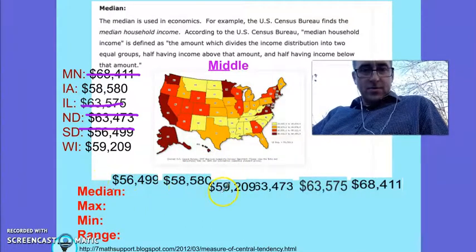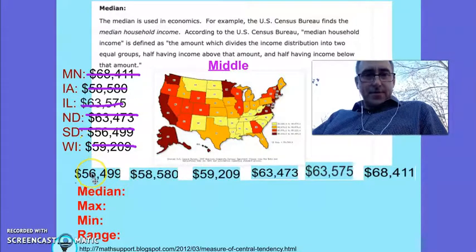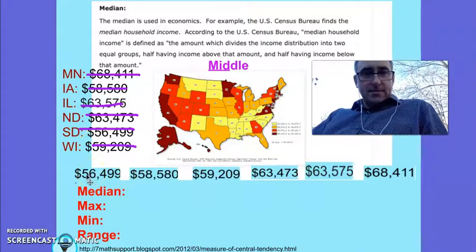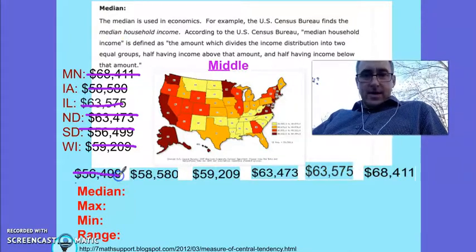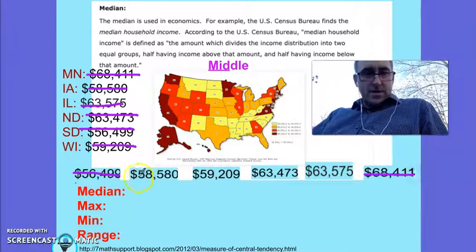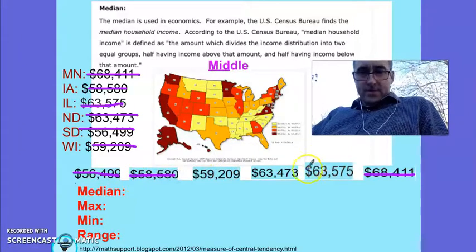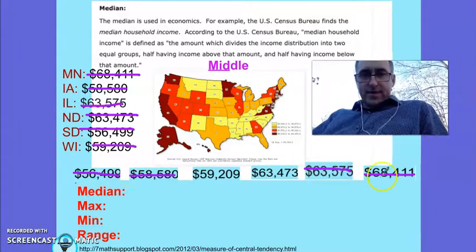1, 2, 3, 4, 5, 6. Double check that they're in order from smallest to largest again: 56, 58, 59, 63,4, 63,5, 68. Alright, let's cross off left and then right. Find the middle number. 2 on the left, 2 on the right.